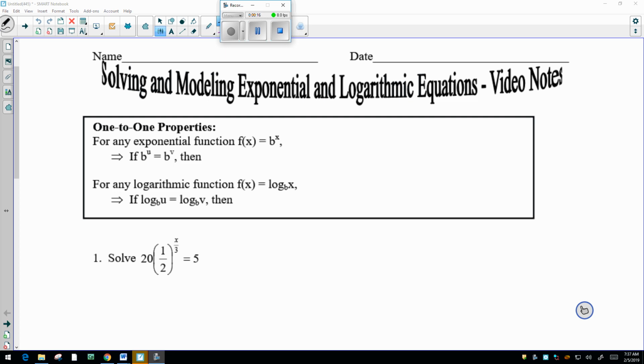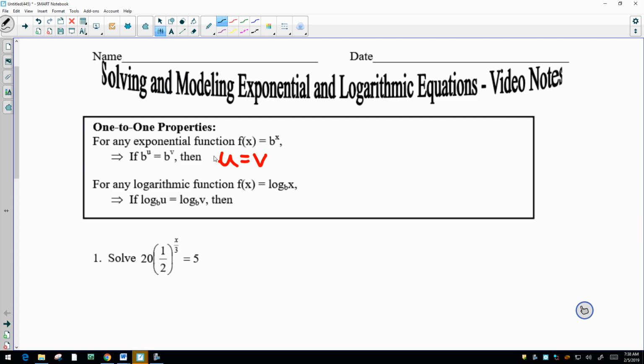Properties that we want to keep in mind here is that concept of being a one-to-one function. Anytime you have an exponential function where the bases are the same, and this is a strategy that we're going to see down below, if the bases are the same, then we know our exponents are equal. So that gives us this property where we can set the two exponents equal in order to solve.